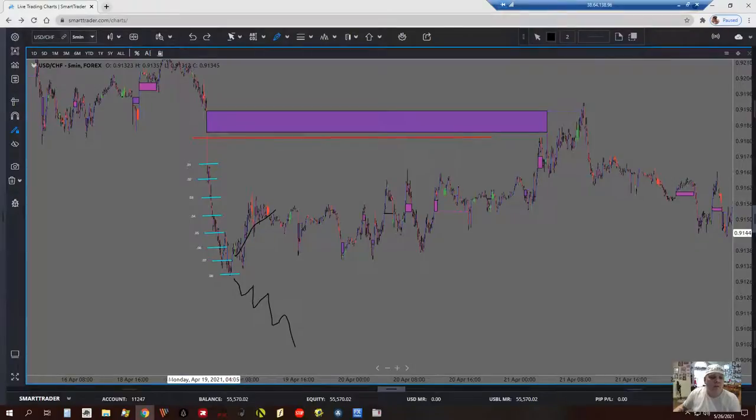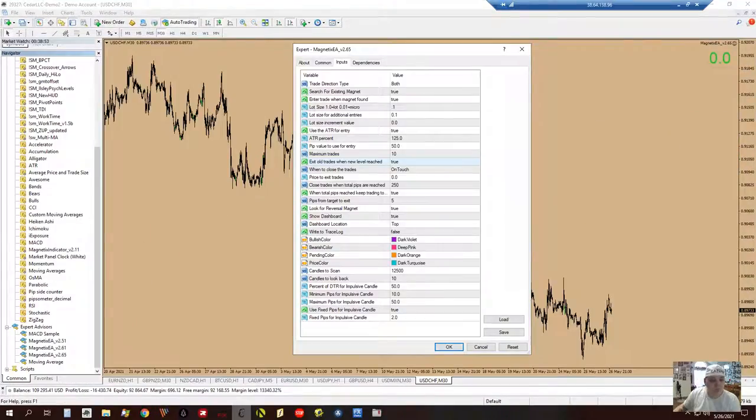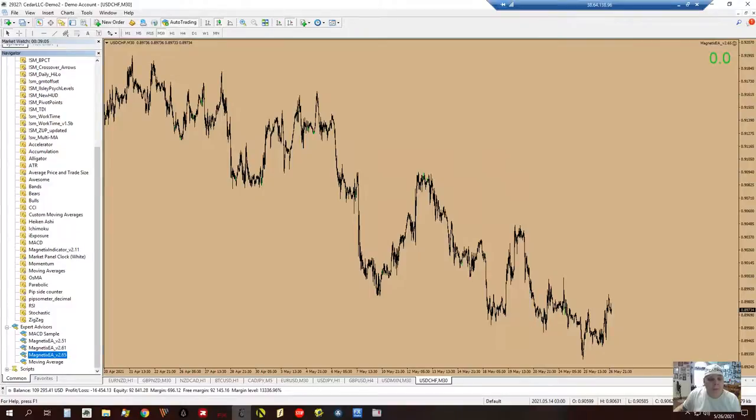So say if you have it at 8 trades, let's see which one I was at. So if you have it at, let's say, 8 trades, change that for the example. If you have 8 trades and then you have this exit old trades when new levels reach set to true.